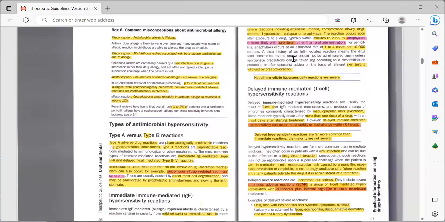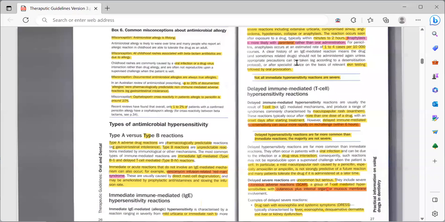A clear history of an IgE-mediated reaction means that the drug, and sometimes related drugs, should not be administered again, especially if the patient has had an anaphylactic reaction in the past. You should not repeat that medication for him, or it should not be administered again unless appropriate precautions can be taken.